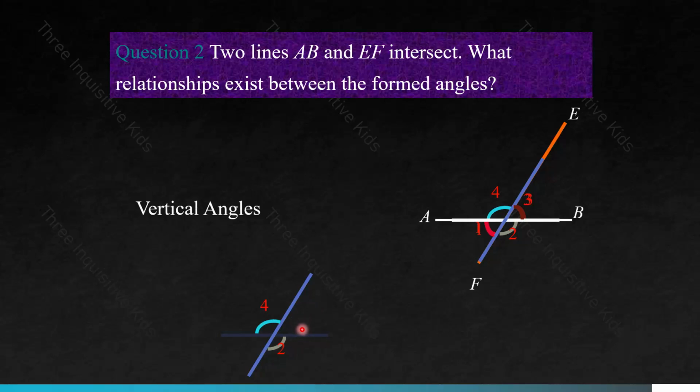So this is what we learned in the previous lessons. Vertical angles are the opposite pair of angles that are formed when two lines intersect each other. Another example of vertical angles would be 1 and 3. The property of the vertical angle is that all pairs of vertical angles are congruent.